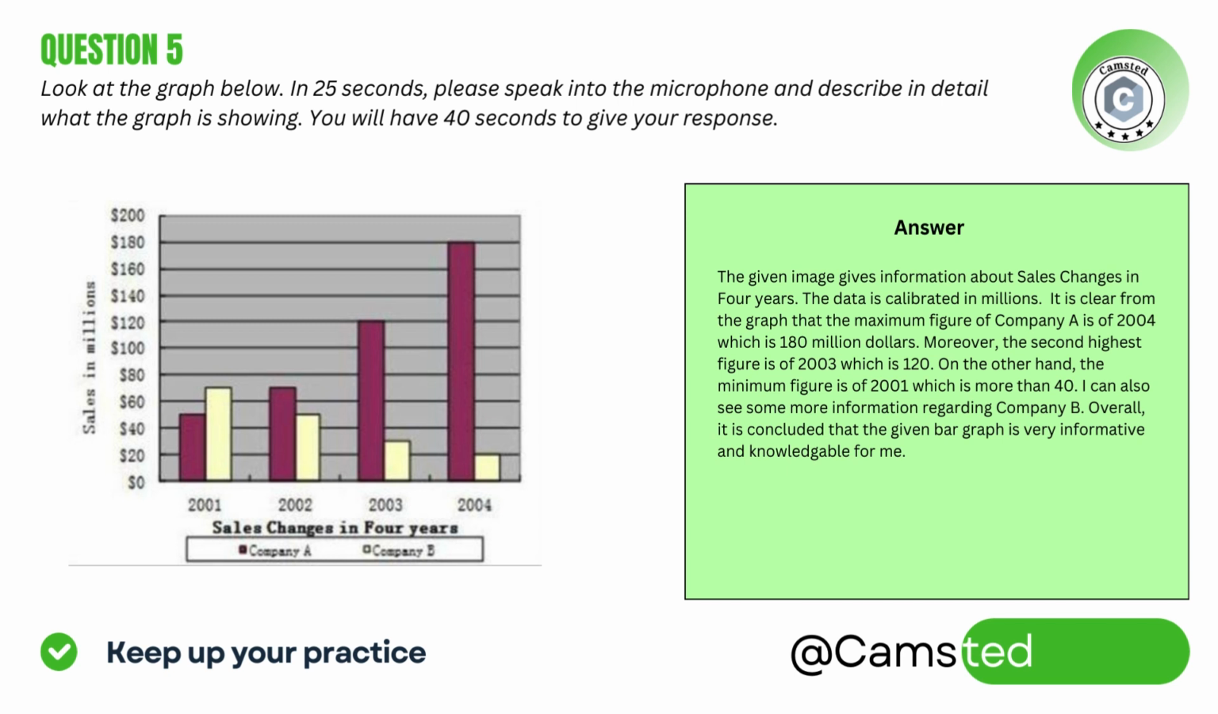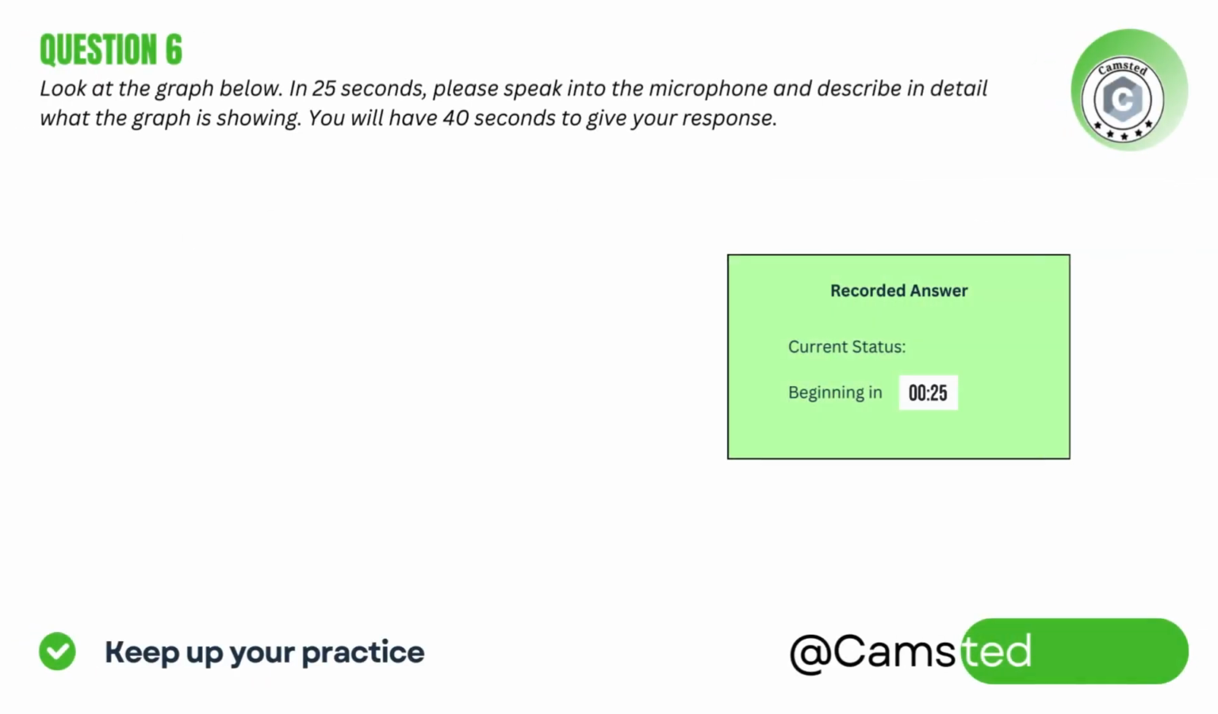On the other hand, the minimum figure is of 2001, which is more than 40. I can also see some more information regarding Company B. Overall, it is concluded that the given bar graph is very informative and knowledgeable for me.